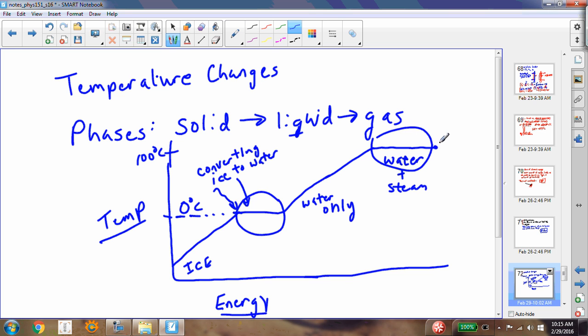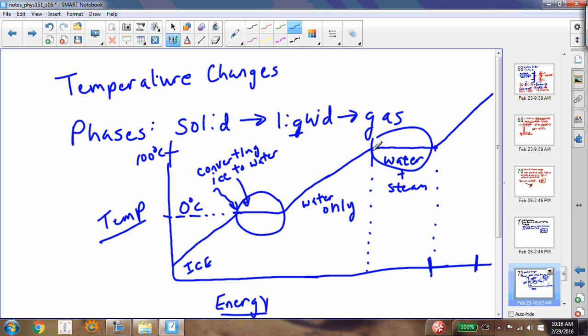Now, once you get up here, after you convert it all to steam and you continue adding energy, then you continue to increase the temperature of the steam. So you might wonder, well, does water that's 100 degrees Celsius or steam that's 100 degrees Celsius, which is more potentially dangerous to us? Well, the steam is more potentially dangerous because it just has a lot more energy. I've added a lot more energy. Even if I'm looking at the steam that's 100 degrees Celsius, it has a lot more energy than the water that is 100 degrees Celsius.